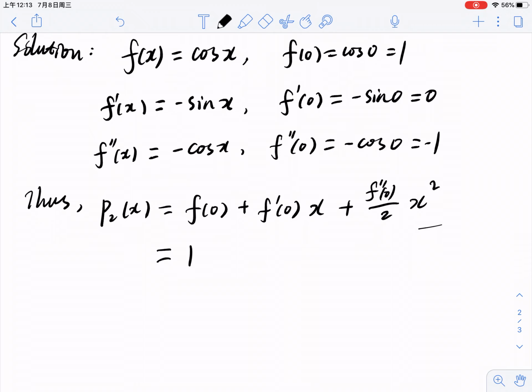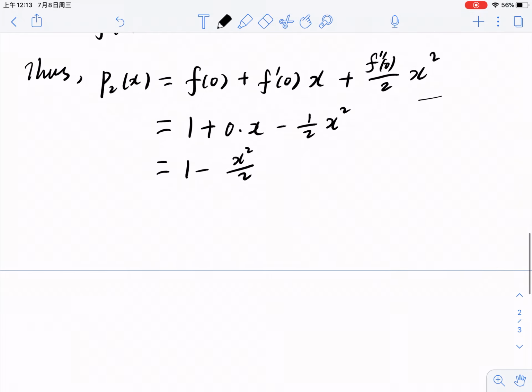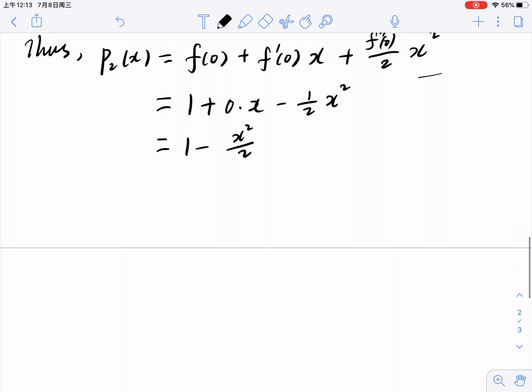So this is 1 plus 0 times x minus 1 over 2 x squared. So this is 1 minus x squared over 2. So now by the quadratic approximation, we know the function cosine x can be approximated by the quadratic function 1 minus x squared over 2 for x near 0.